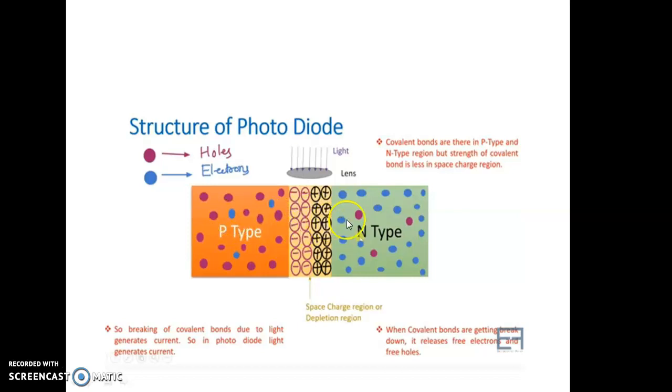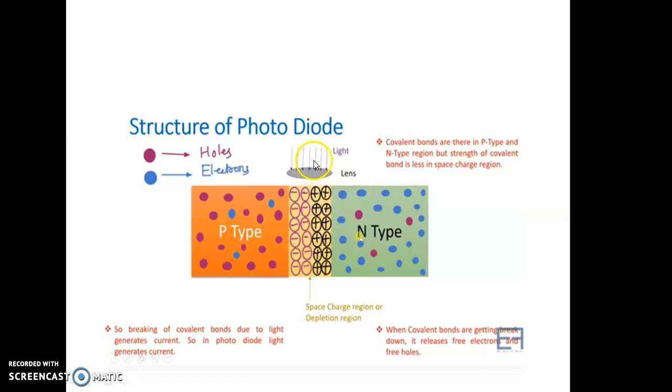This is the depletion region here, which doesn't have any charge. When the electrons are moving from N type to P type, an electric field exists across the depletion layer. So this electric field has a sign plus and minus. Right? This depletion layer has neutral atoms.